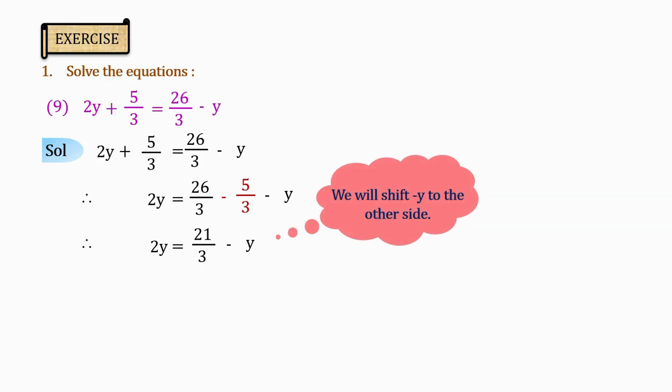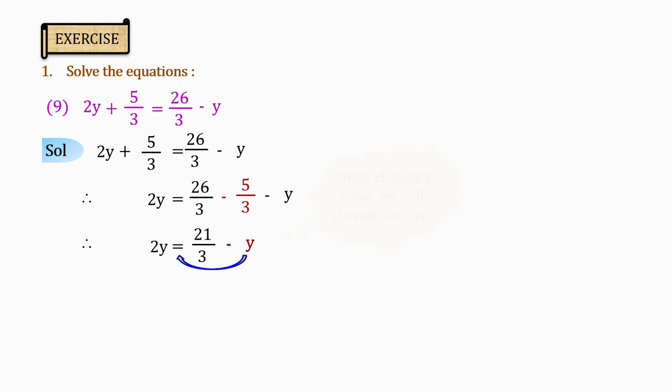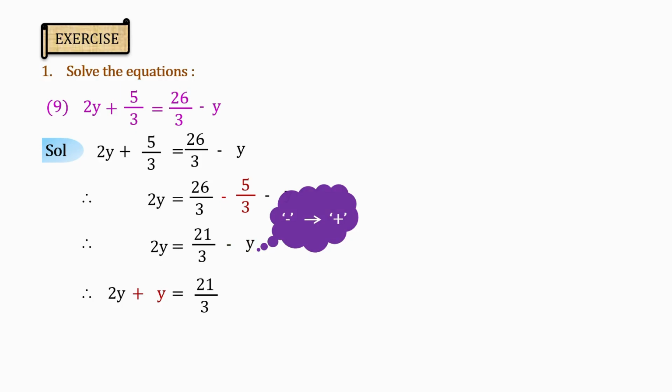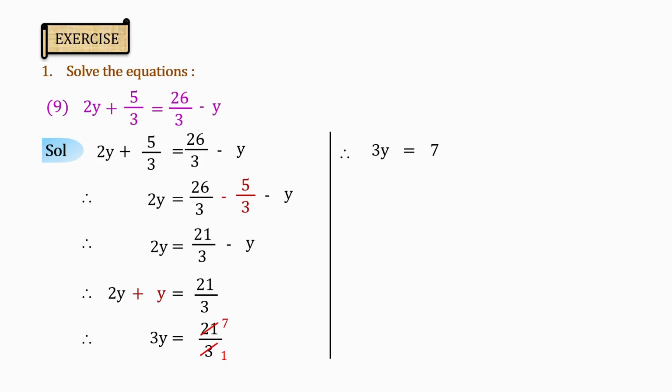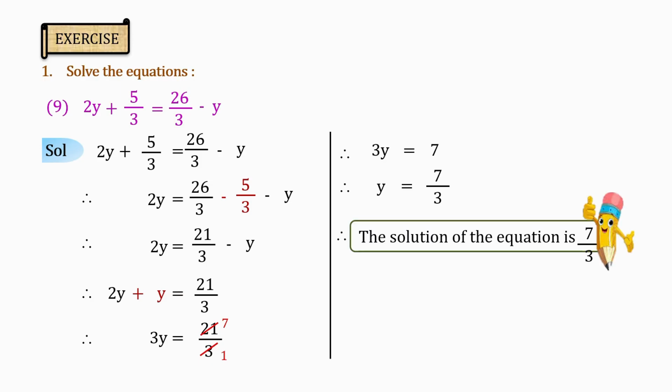Now we are going to shift the minus y to the other side. So now it will change the sign to plus y. So finally we got 3y equal to 21 by 3, which becomes 3y equal to 7. Now we are going to shift 3 to the other side. So now it will change the sign from multiplication to division, which gives y equal to 7 by 3. So therefore the solution of the equation is 7 by 3.